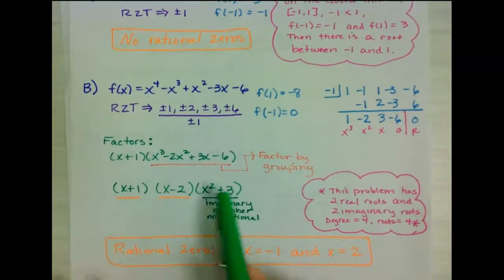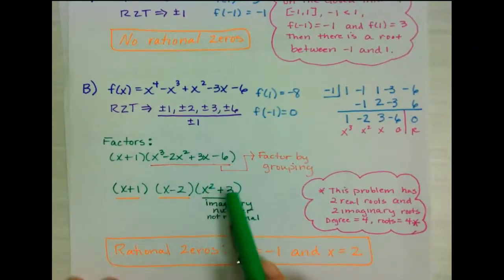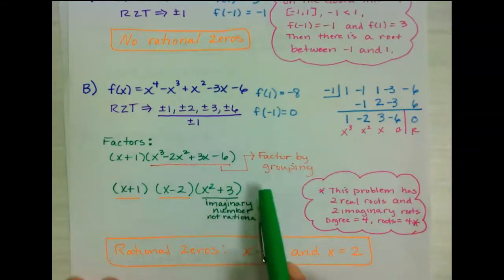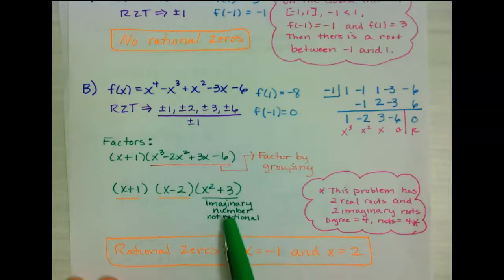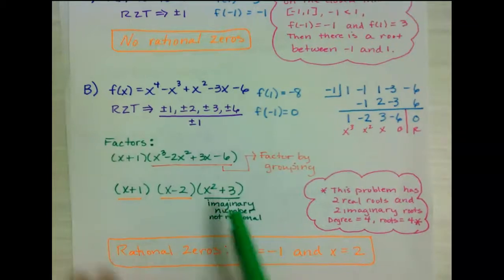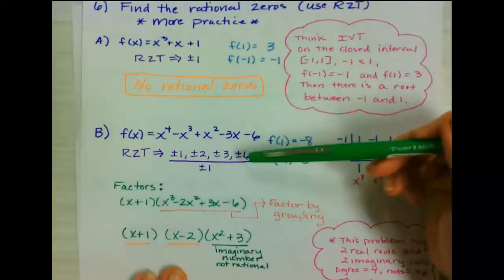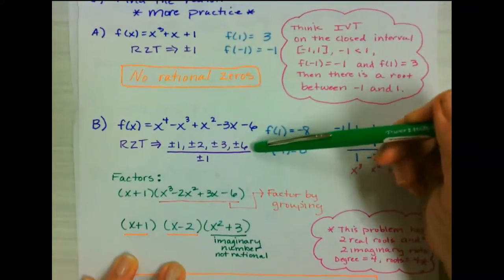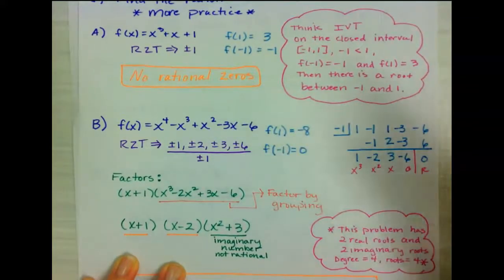So as I'm looking at this, what happens when I set this equal to 0? I move the 3 to the other side, it becomes negative, and so now I'm taking the square root of a negative number, which means I have an imaginary number, not a rational. So I ended up in this case with 2 rational solutions and imaginary ones, and if you notice from our RZT test, both of those rational roots are in this list.